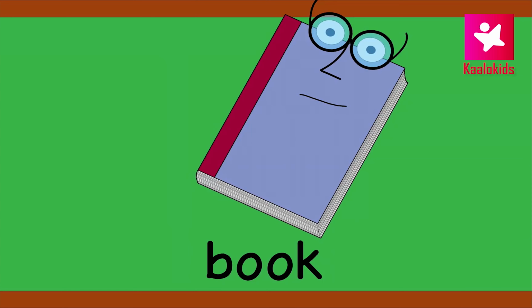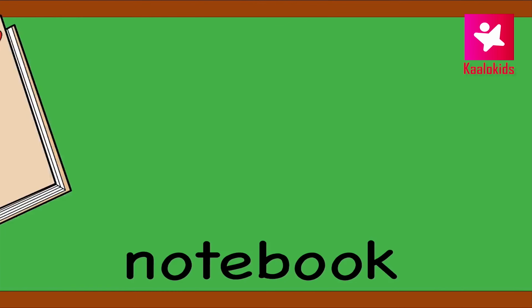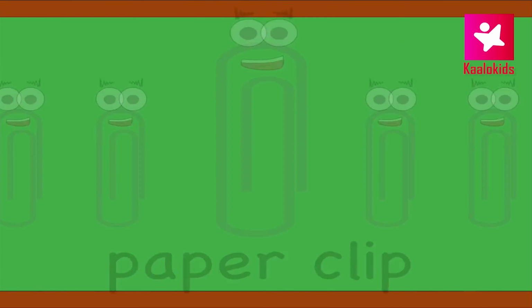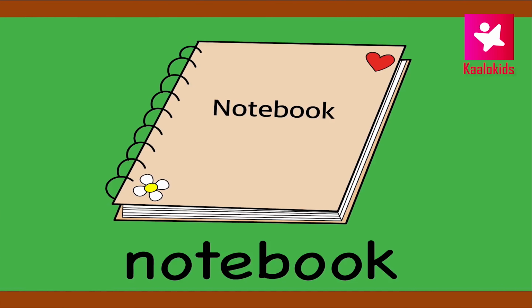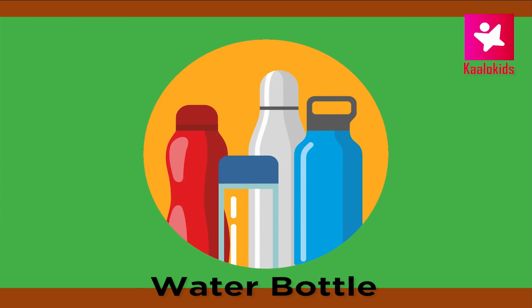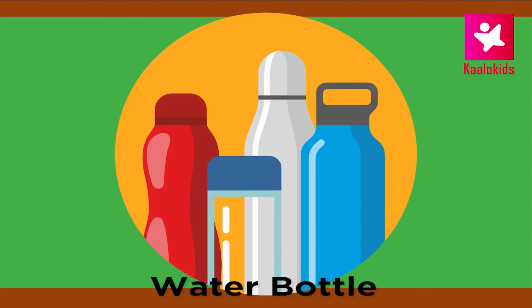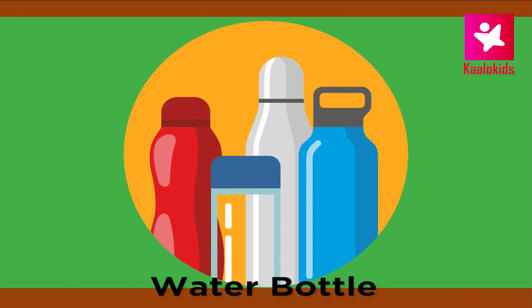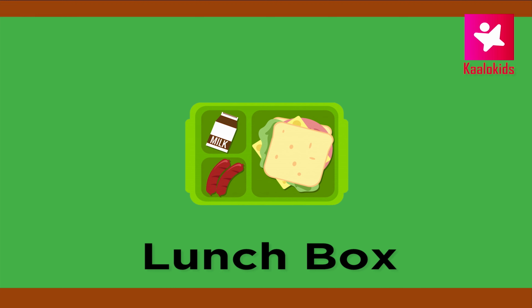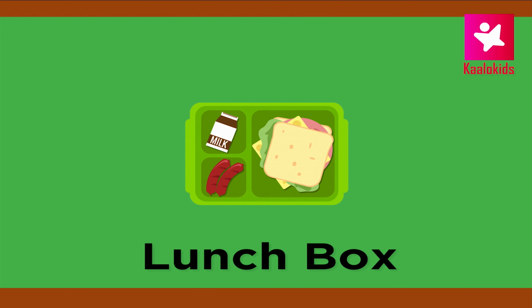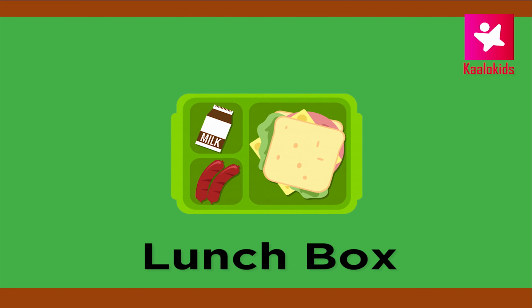I read from my book. This is my book. I write in my notebook. This is my notebook. This is my water bottle that I take to the school. This is lunch box. I take my lunch in this.